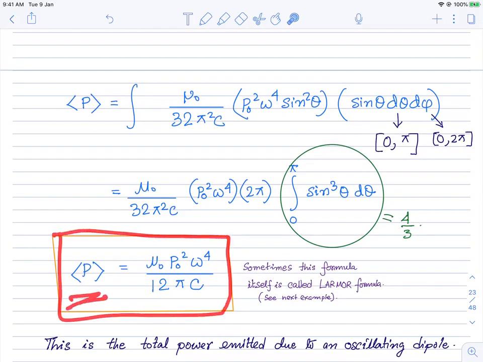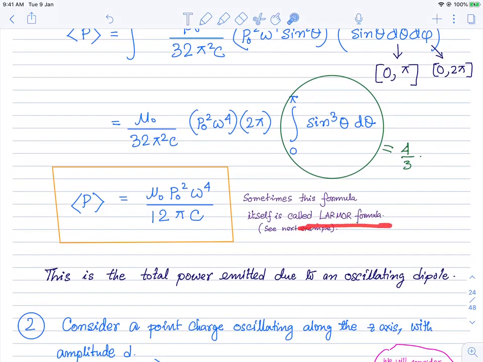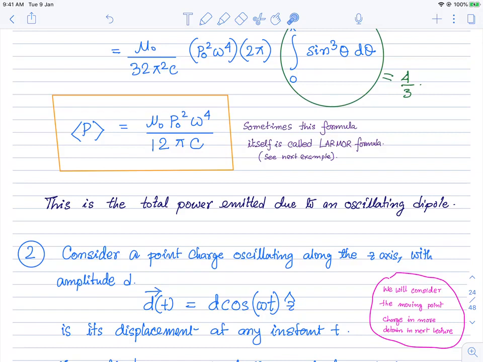Okay, the total power goes as omega to the 4, goes as the dipole moment squared, and this factor of 12 is also kind of remarkable. This factor of 12 is something very useful. This formula is sometimes called the Larmor formula. This formula itself is called the Larmor formula, but the Larmor formula actually originally referred to the point charge.